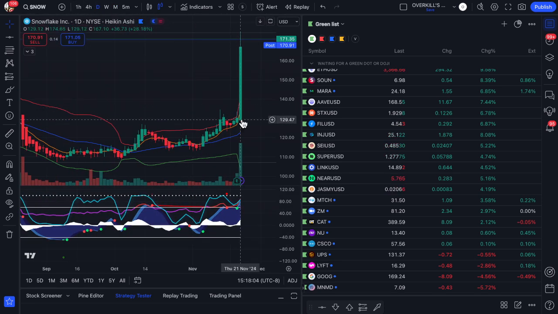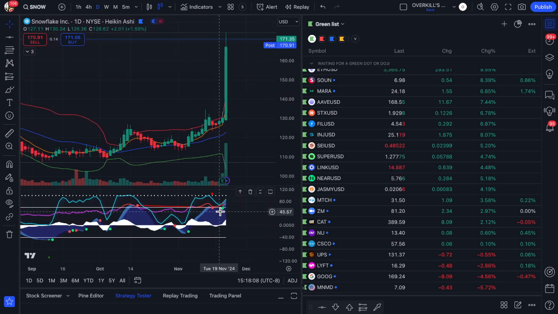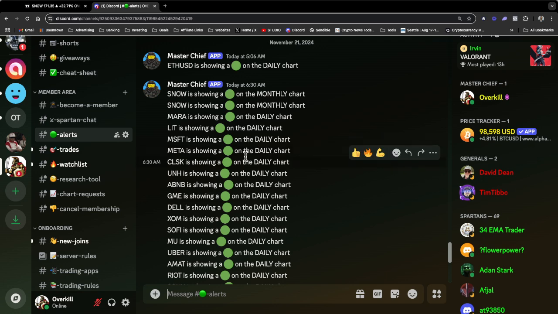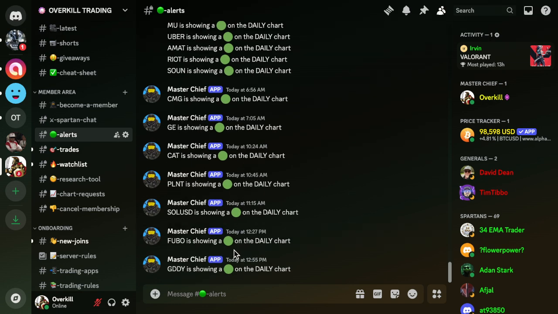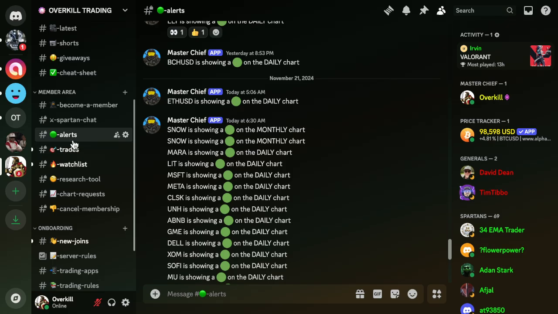I would not be chasing this thing up 35% today. We want to wait for a pullback and a green dot. The green dot came yesterday before earnings at 128. It's sitting at 170 right now. So don't chase this thing. Wait on a pullback on it. But again, all the alerts for everything on the watch list that we follow here on the channel are posted right here in the alert section.